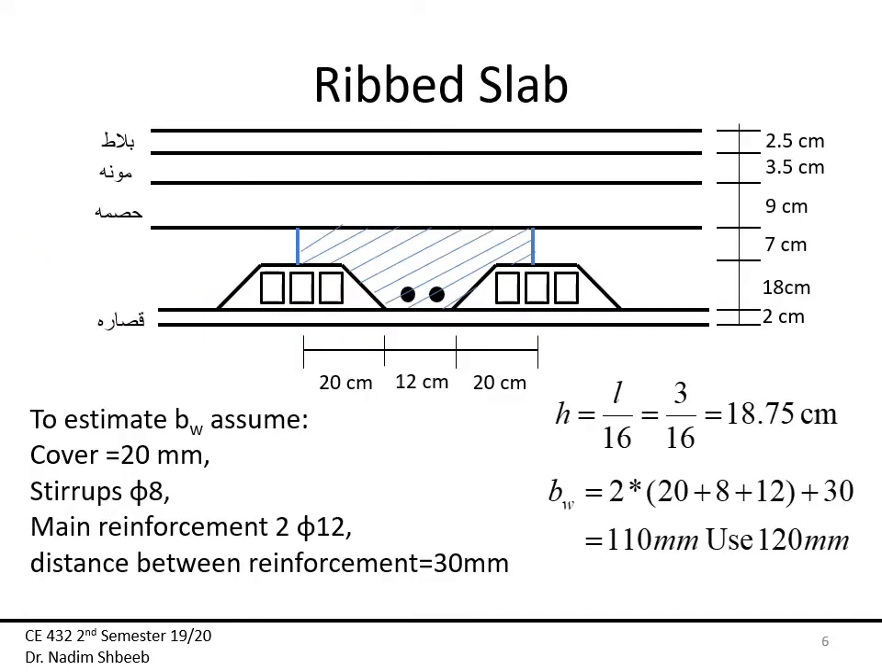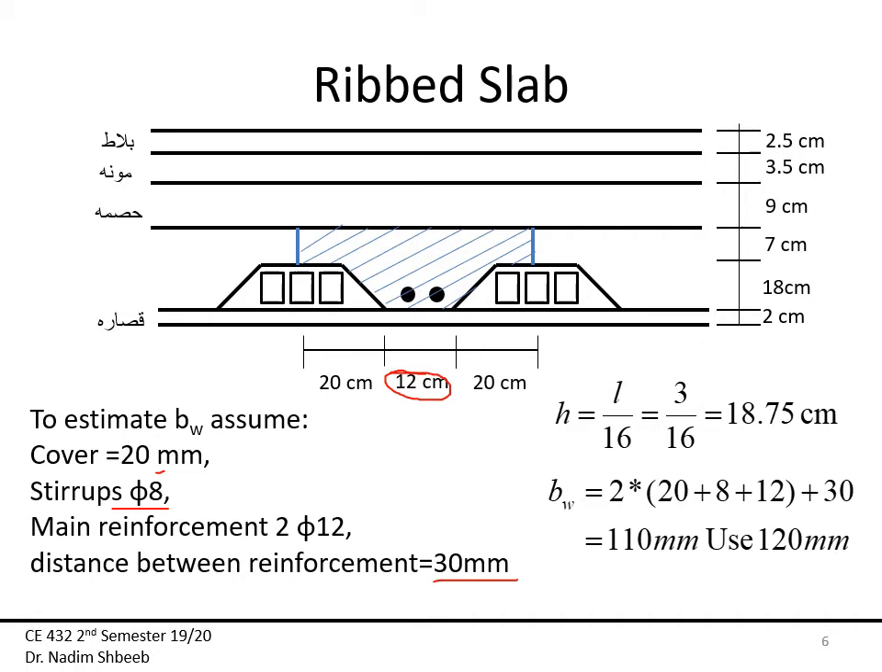So again, going back to a typical section, I want to estimate the b width. I want to know if I'm going to use 12 centimeters or 10 or 15. Here I'm going to assume cover 20, stirrups phi 8. This is something related to how we design things in Jordan. Technically, you don't need any stirrups in ribbed slabs, but here we use about phi 8 every 20 centimeters, so you have to account for it. If I'm assuming a main reinforcement of 2 phi 12, then the distance between reinforcement I'm assuming to be, let's say, 30 millimeters, which is again the max, just an assumption.